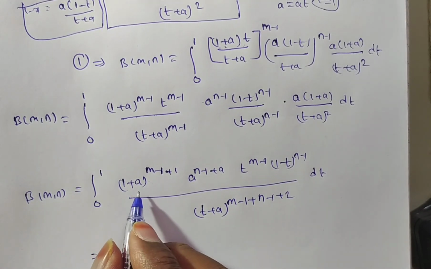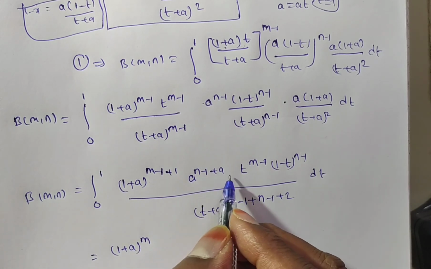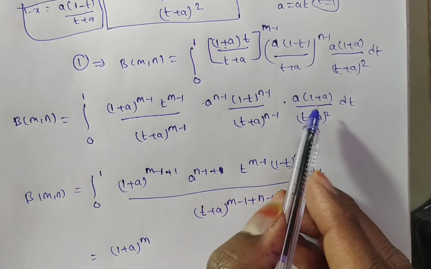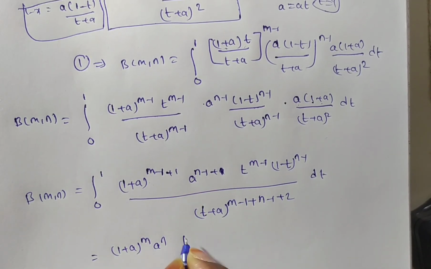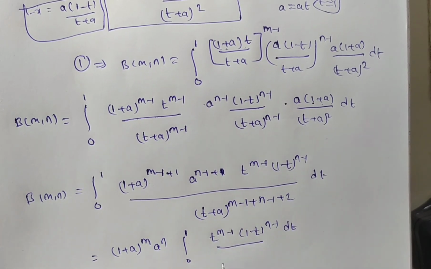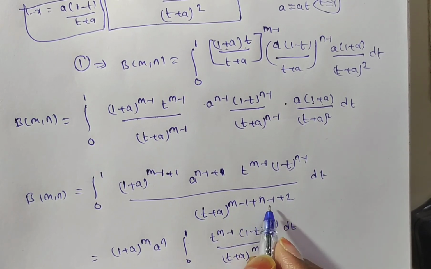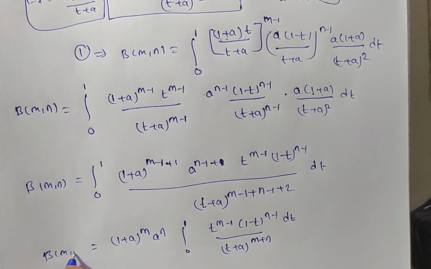Now you see, you can write the constant outside now, because now (1 plus a) power m, next here plus n, this is what you have actually, power 1 I think so. You see, (1 plus a) power 1, a power 1 means a, right? So minus n plus minus 1 plus 1 cancel, then you will have a power n. Integral 0 to 1, now t power m minus 1, (1 minus t) power n minus 1 dt divided by (t plus a) power m plus n. So minus 1 minus 1 minus 2, minus 2 plus 2 is 0. So (t plus a) power m plus n is which value? Beta of m comma n.